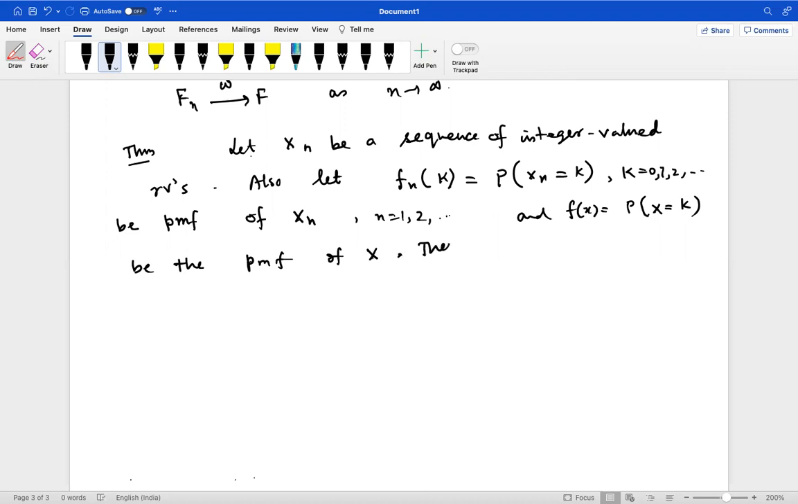Then, if this PMF converges to the PMF of X for all k, then this, if and only if, implies that Xn converges weakly, that is, in law, to X. So if the PMF converges, then the distribution function converges. If the distribution function converges, then the PMF converges. This is a very important idea.